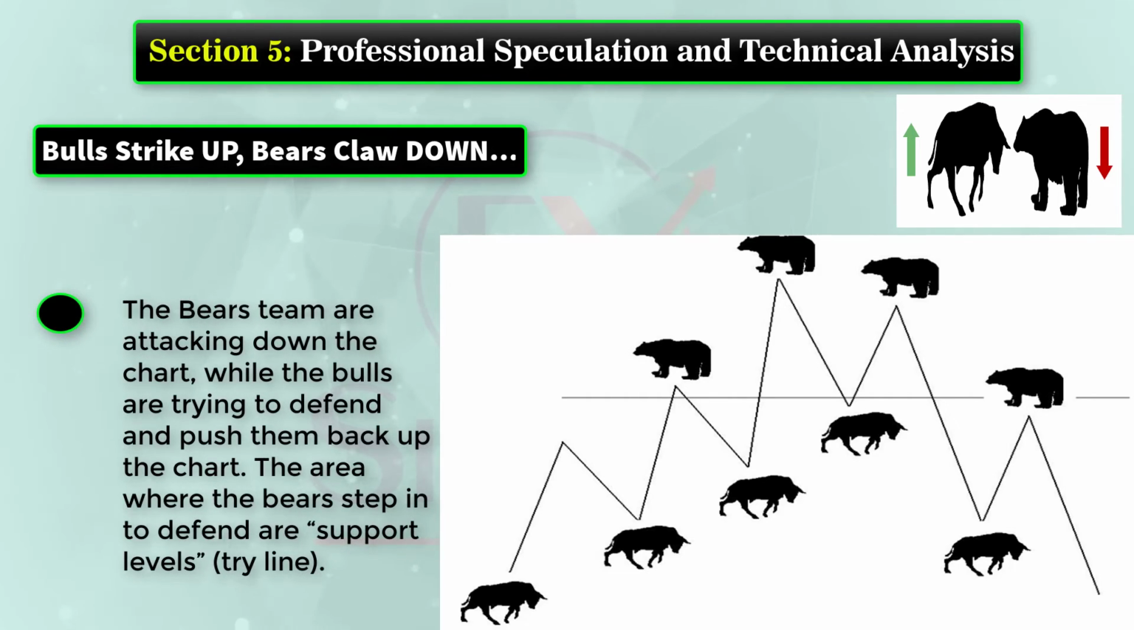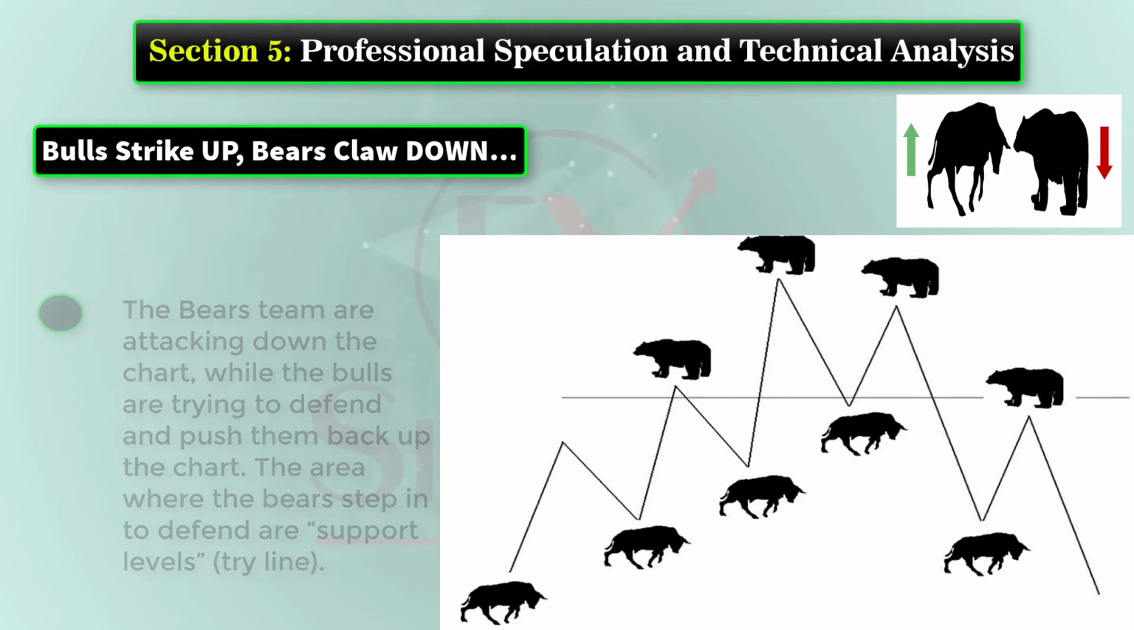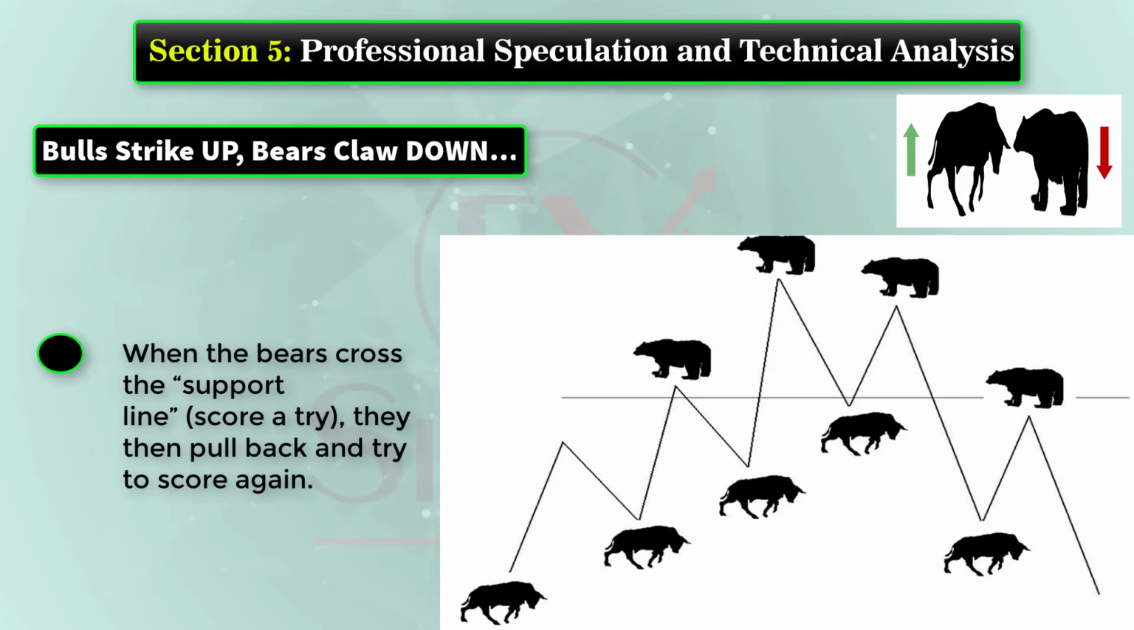The bears' team are attacking down the chart, while the bulls are trying to defend and push them back up the chart. The area where the bulls step in to defend are support levels. When the bears cross the support line, they then pull back and try to score again.